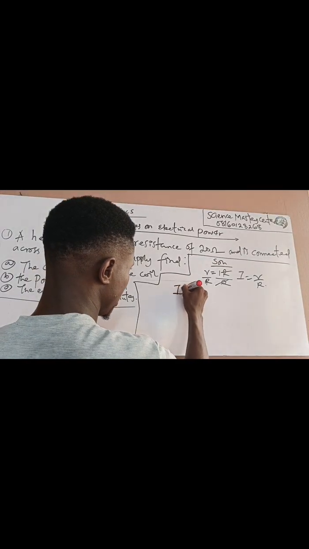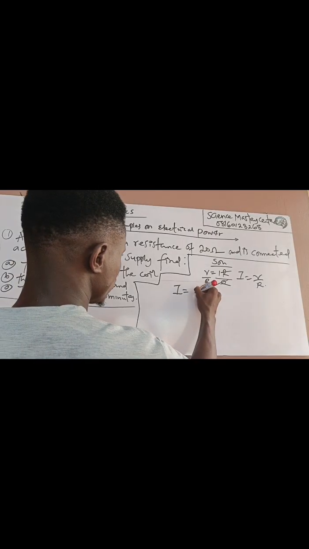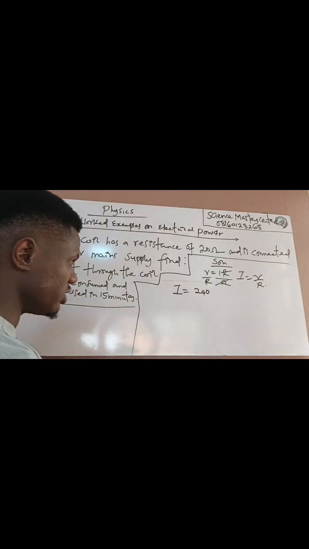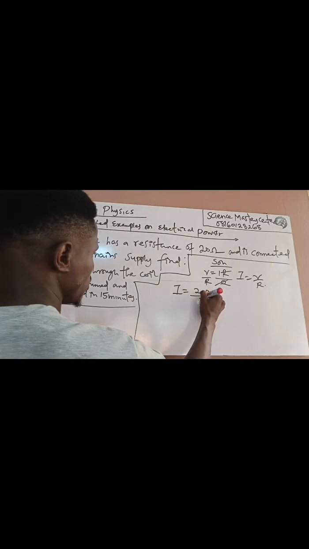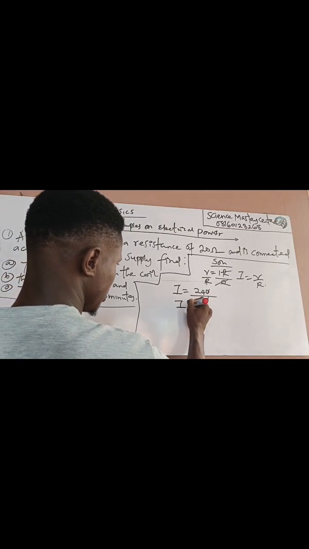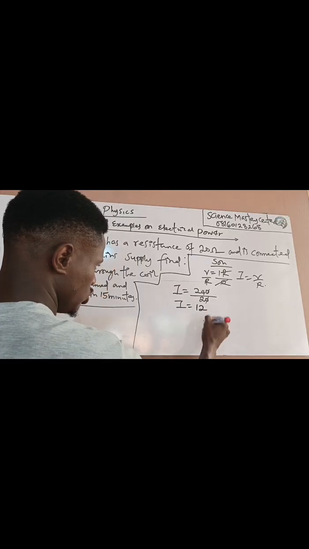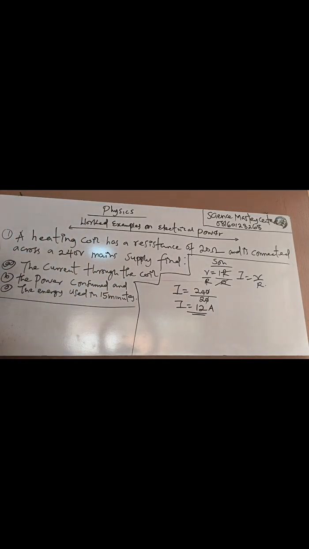All right. So your I here now becomes, what's my V? My V is 240. This question is very simple. Over what's my R? My R is 20 ohm. So this can cancel this. Your I is 12 ampere. So I've gotten A.